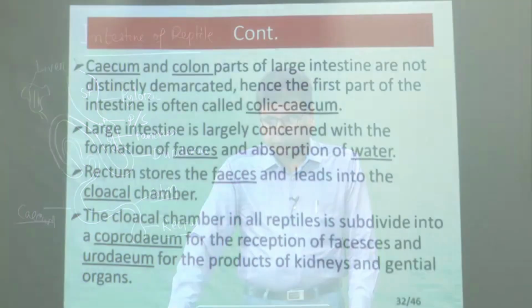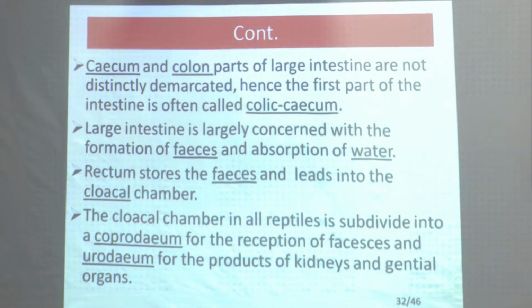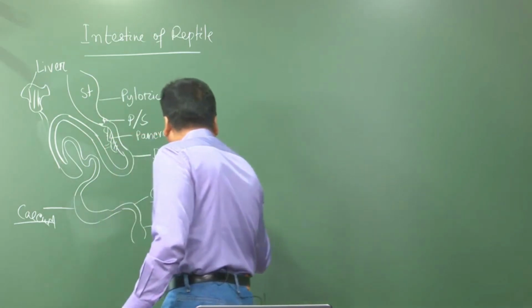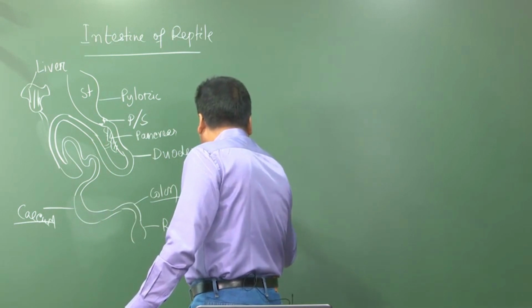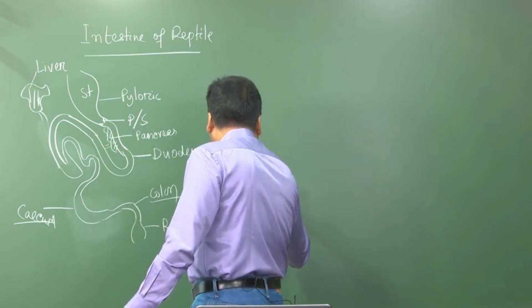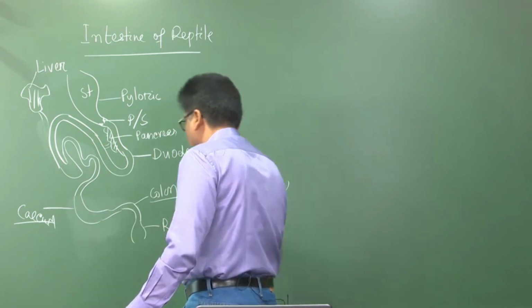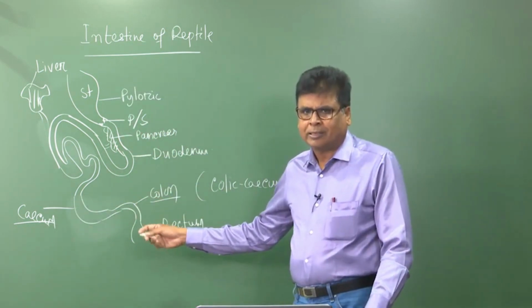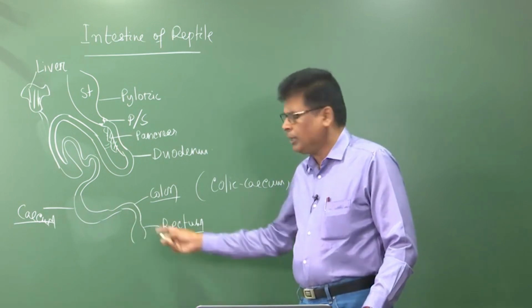Hence, the first part of the intestine is often called the colic cecum. So, this is also known as colic cecum, because the cecum part is not well demarcated. But the large intestine having the rectum part is well differentiated.